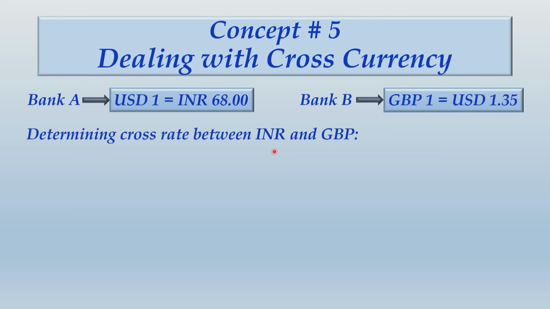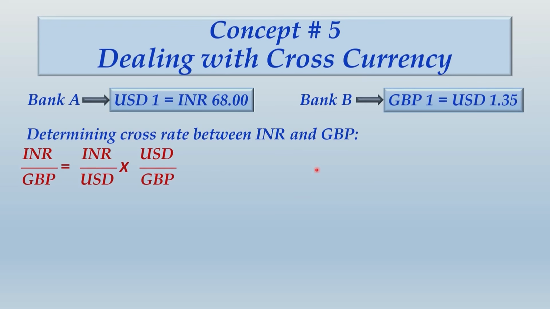So determining cross rate between INR and GBP, what you should do is INR per GBP equals to INR per USD into USD per GBP. Let me first explain this term. I want quote of 1 GBP in terms of INR. That means left hand side in this equation indicates my requirement. That means I want quote of 1 GBP in terms of INR. So INR per GBP. Now what I have done, this is equal to INR per USD into USD per GBP.